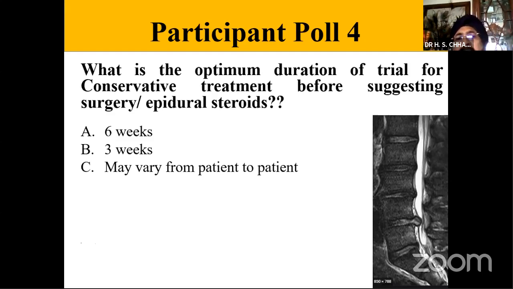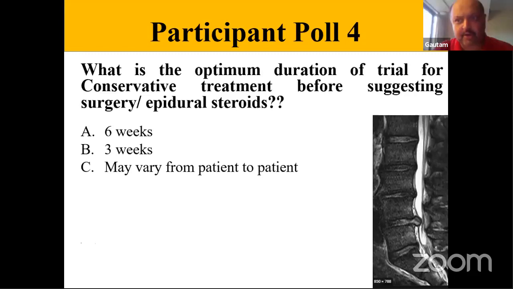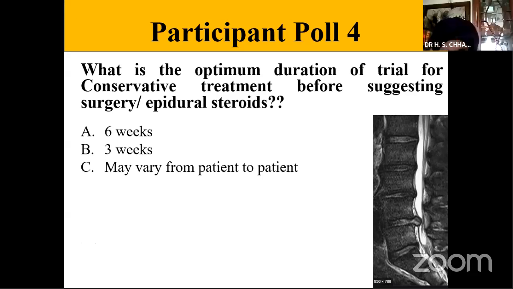One of the other quiz questions that we have given to our participants is: what is the optimal duration of trial of conservative treatment before suggesting surgery or epidural steroids? 6 weeks, 3 weeks, or may vary from patient to patient. So let's hear from the panel. Gautam: the audience has responded that it may vary from patient to patient. Great. Does the panel have any specific opinion in this regard? Let's hear from Arvind.